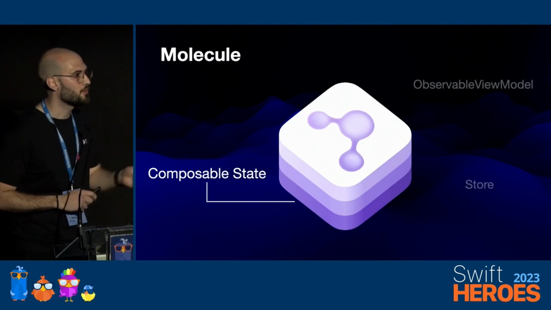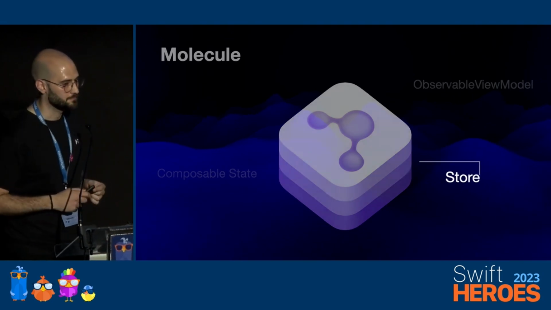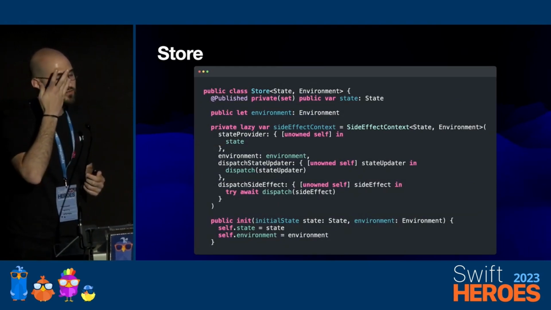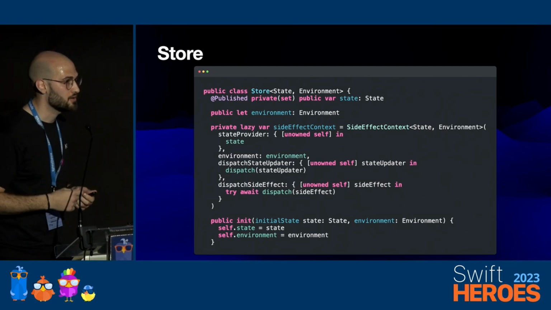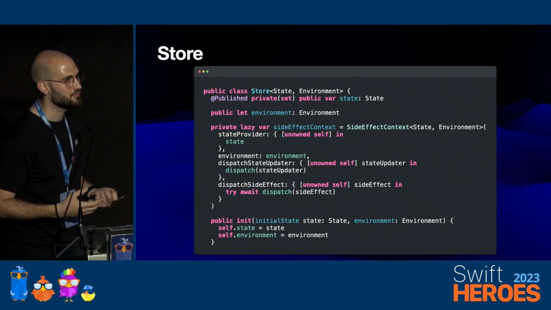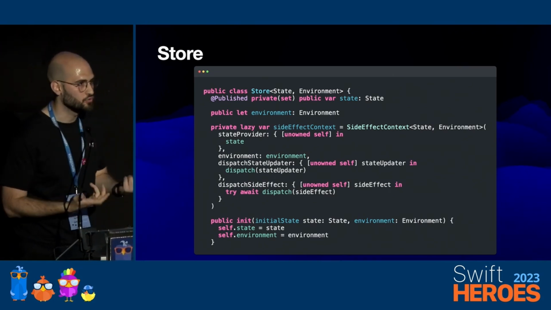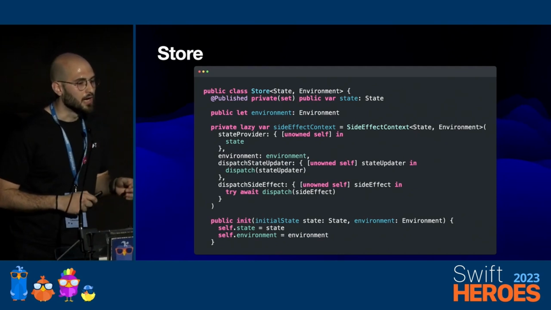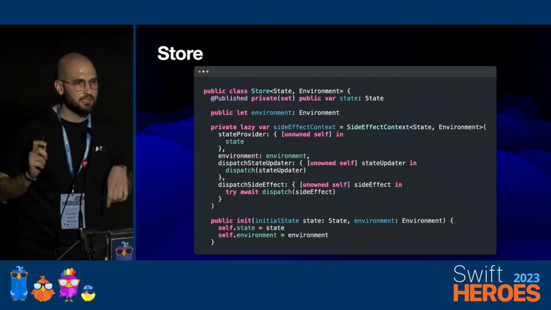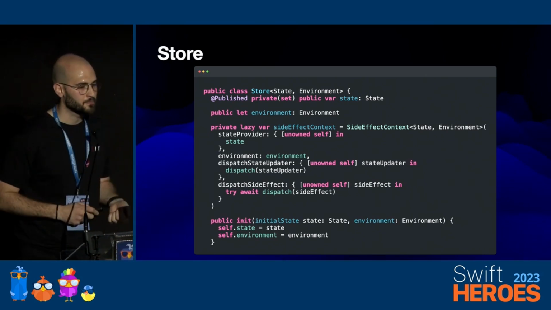Well, let's move from the composable state to another atom, that is the store. The store is the element of our architecture that contains the state and the environment. For us, the environment is only a container of all the dependencies that we have inside our app, for example, the network manager or any other module managers. This object, the store, is not only a container, but is the object that is in charge of dispatching the actions that we saw before.